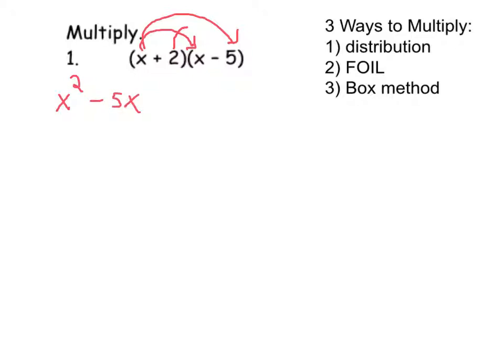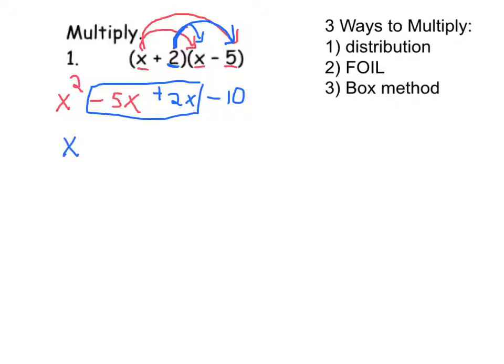Then I would take the 2, so I've multiplied the x times both of these. Now I'll just use a different color. Now I'm going to take the 2 and multiply it times the x, so I'd get plus 2x. And then I would take the 2 and multiply times the negative 5. Well, 2 times negative 5 is negative 10. So once I've done that and I've multiplied everything, then I just combine like terms. So the like terms will be in the middle. So I have x squared minus 3x minus 10. And my answer will be another polynomial, like a trinomial.